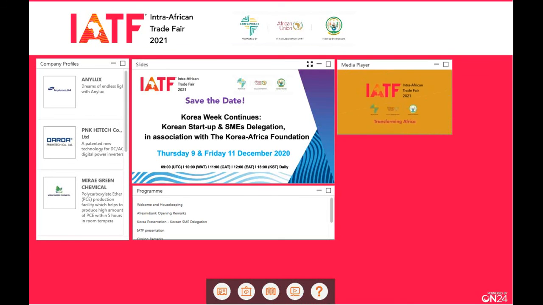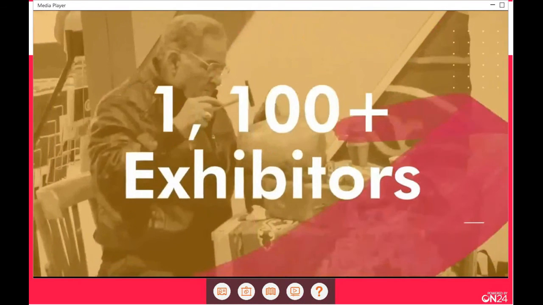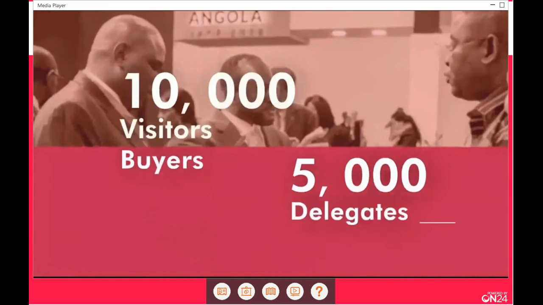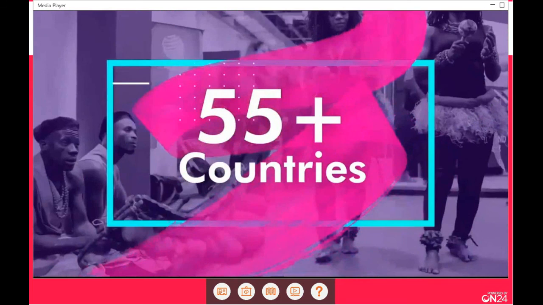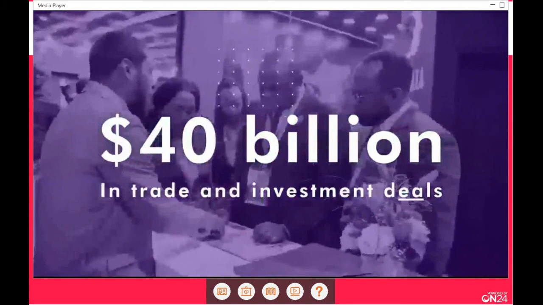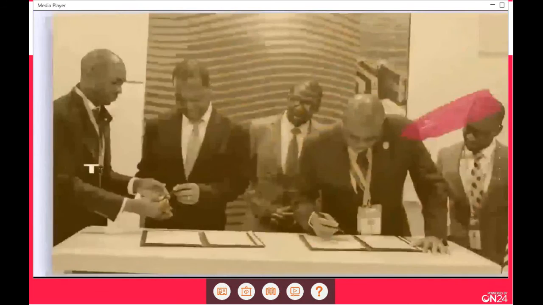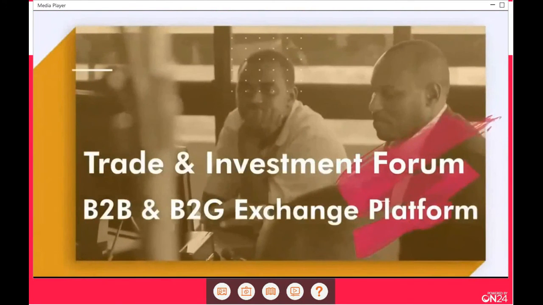Join Africa's largest trade and investment fair in Rwanda. Intra-African Trade Fair gives you access to more than 1,100 exhibitors, 10,000 visitors and buyers, and more than 5,000 conference delegates from more than 55 countries. Participate in trade and investment deals worth $40 billion as business and government come together to explore business and networking opportunities at the International Exhibition.